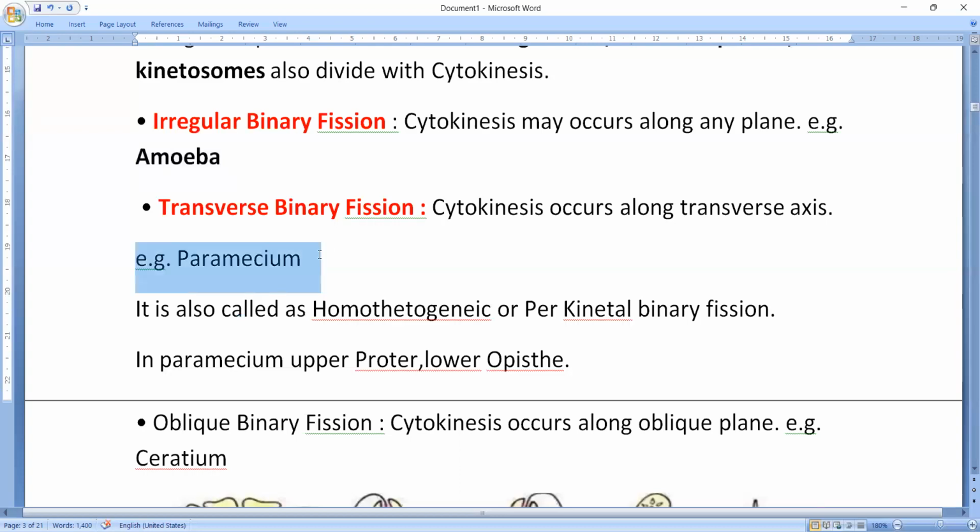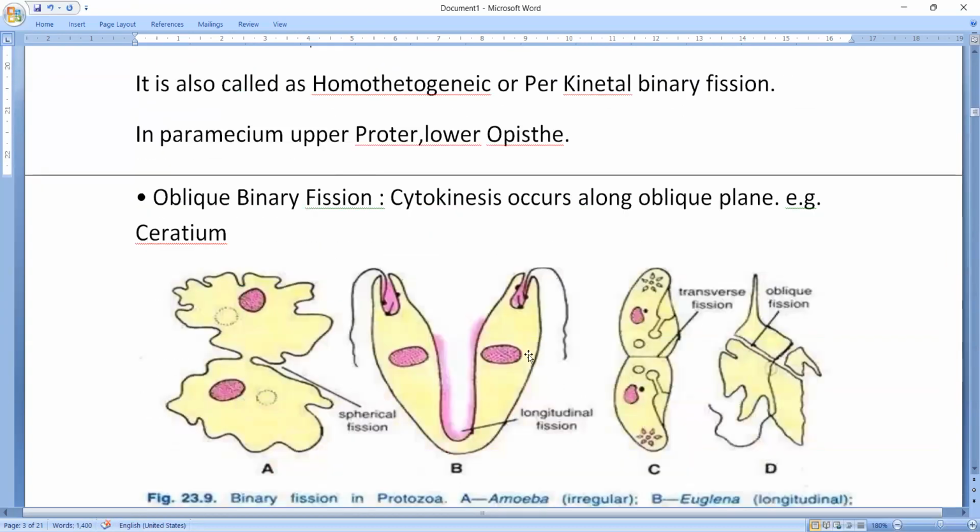Okay. Then transverse binary fission. It occurs in Paramecium. Here the division furrow starts at the middle of the organism and the division is perpendicular to its long axis.